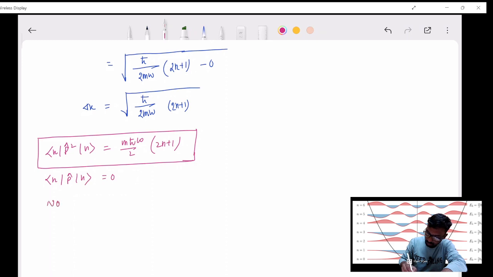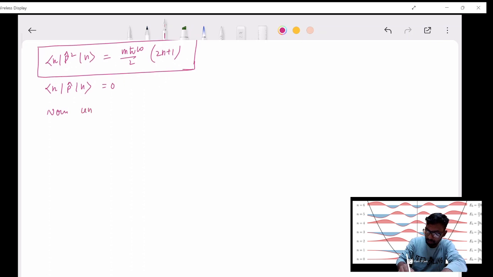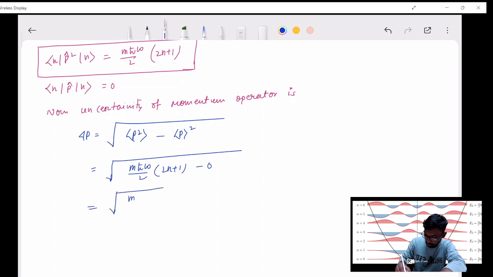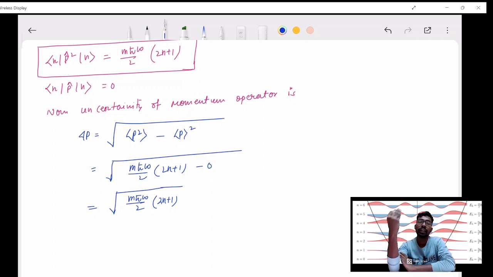Now, the uncertainty of momentum operator, delta p, equals root under expectation value of p square minus expectation value of p whole square. Just put those values: equals root under m h cut omega by 2 into 2n plus 1, minus 0. We get the uncertainty of the momentum operator.